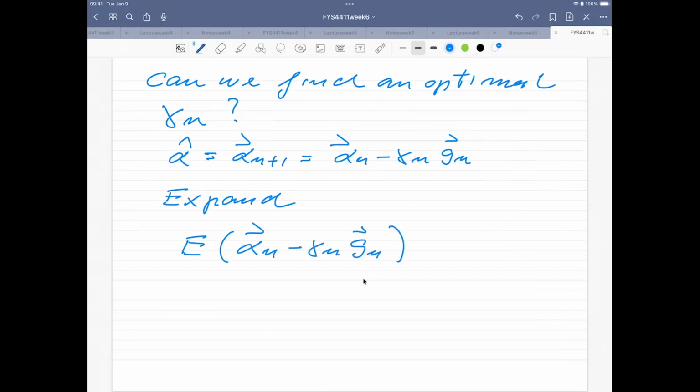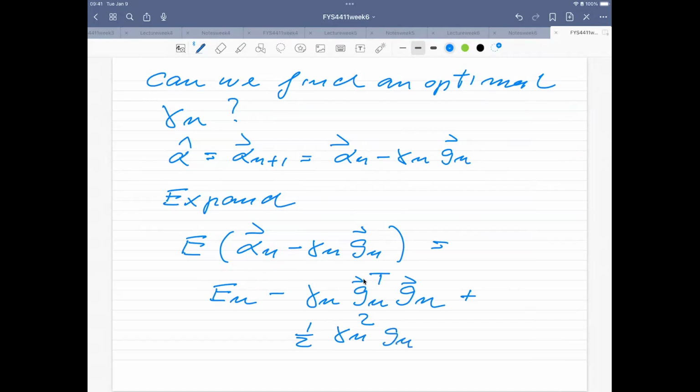If I do that, this is simply going to be given by E of n, which is E evaluated for this specific value. And then we get minus gamma n, and then we have g of n, the gradient, times the gradient again. I'm just doing a new Taylor expansion. And then what I get is plus 1/2 gamma n squared, I have my gradient evaluated at the point n, multiplied with the second derivative. And what we do now, we keep only terms to second order, to the second derivative. So we put an approximation sign here. We leave out the higher order terms.